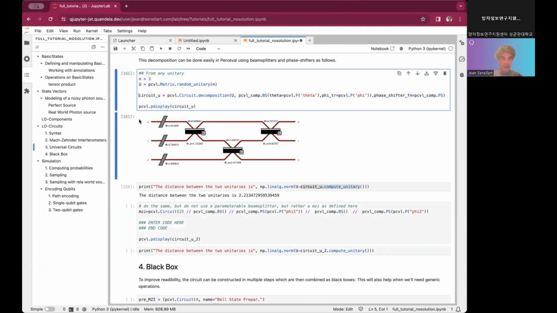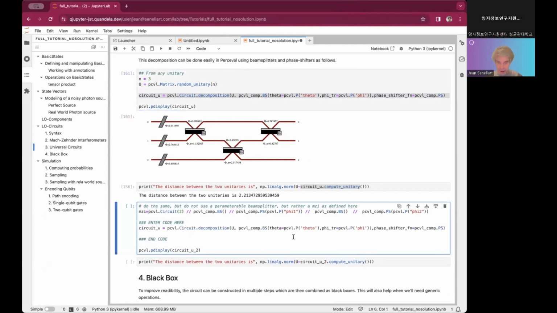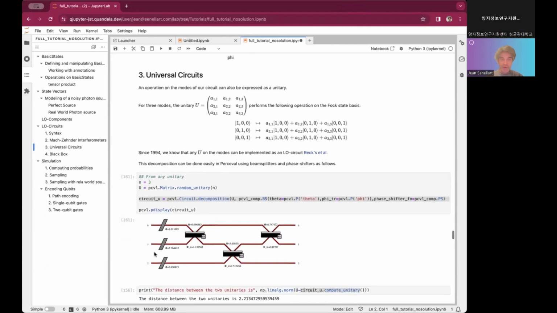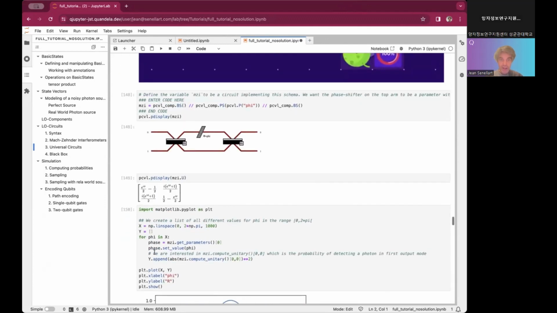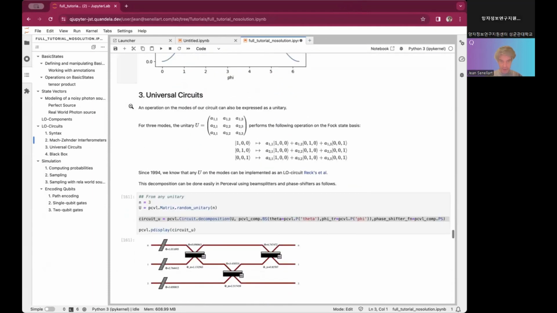Okay, so we just take that and we replace it by them. We'll first try to replace it by the MZI that you have defined before. So I won't use this one. I will use the one that we have defined just before. That was here. And we'll see what happened.